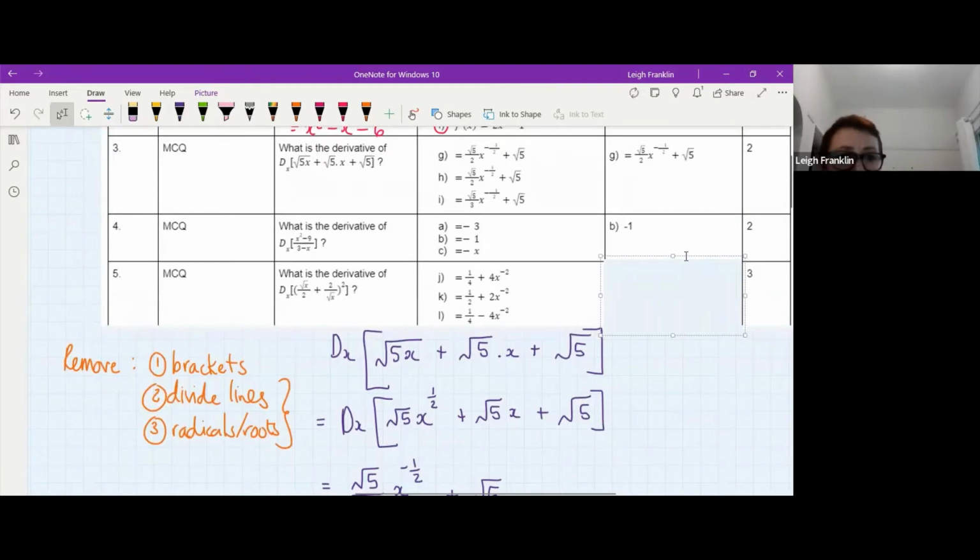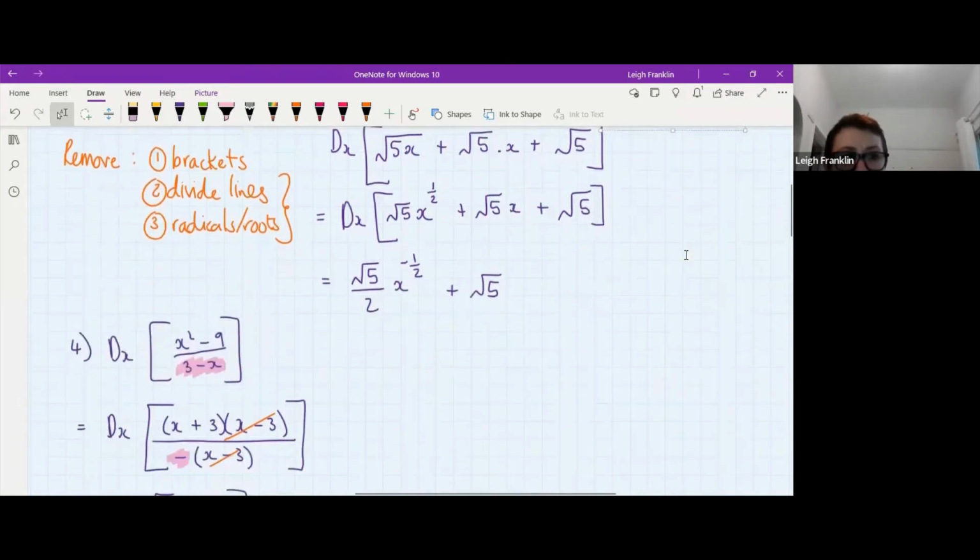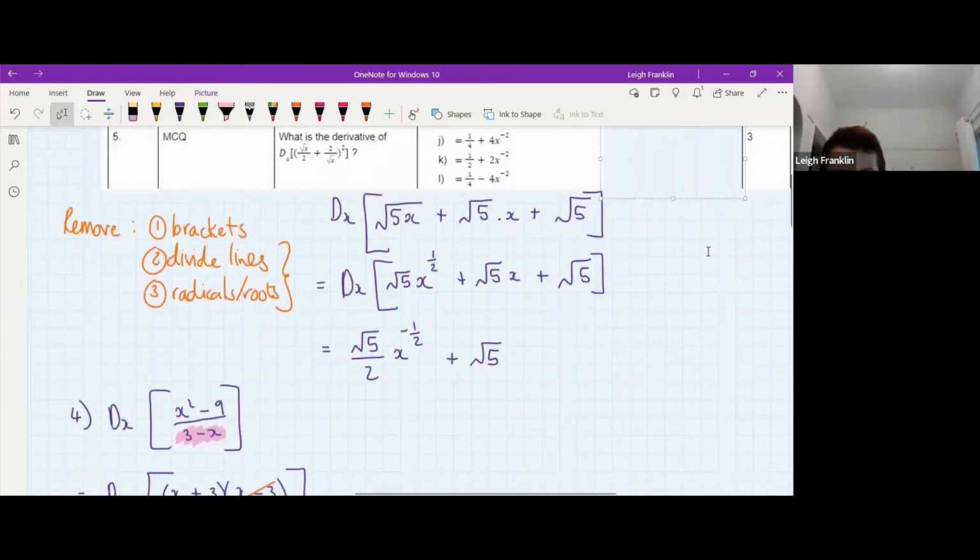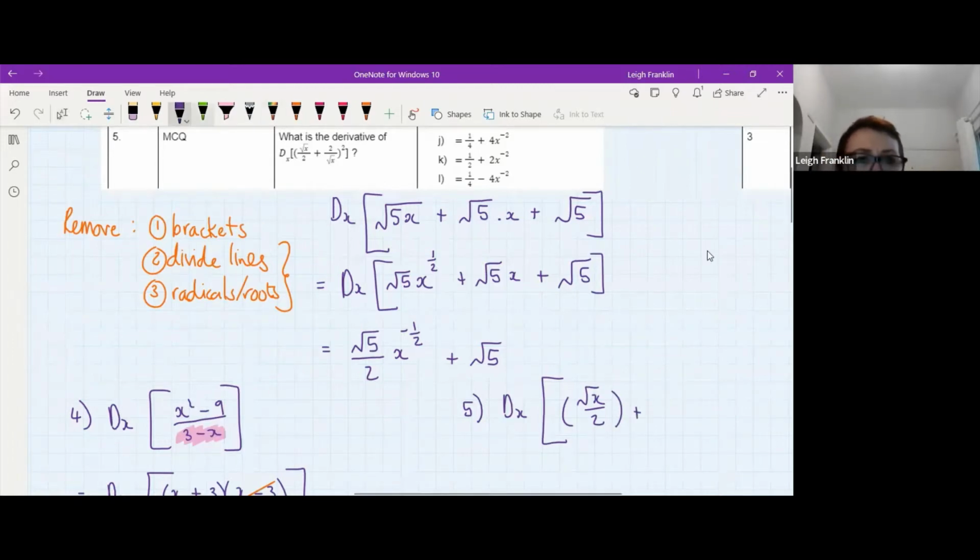All right, so not as bad as question number 3, I guess, but there we go. And then the last one, question 5. Let's do that one together as well. I'm just going to write it down here. Actually, we don't need that bracket there. Sorry. Plus 2 over root x, and that was squared.